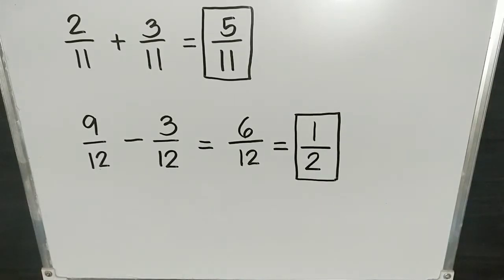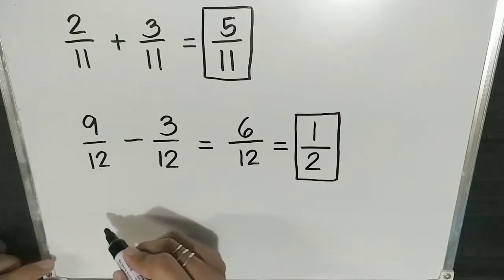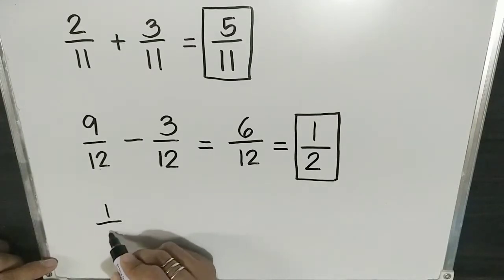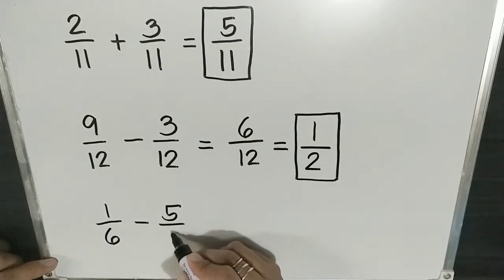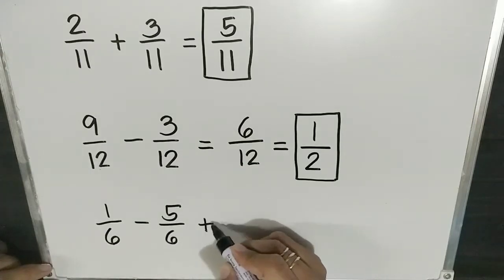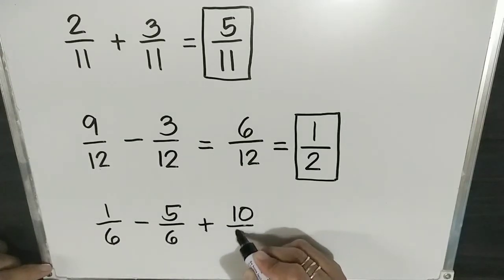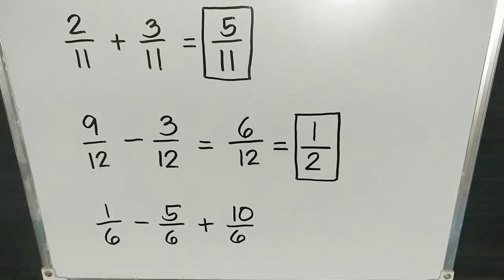There are problems combining the adding and subtracting of two or more fractions. So I will show you how to do that. For example, I have 1/6 minus 5 over 6 plus 10 over 6. Okay, as you can see, we have three fractions here and we have two operations involved. We have addition and subtraction. But all of the fractions have a common denominator, and that is 6.